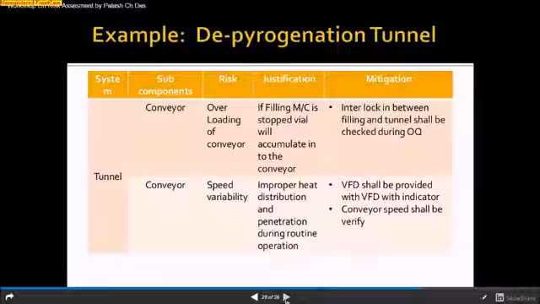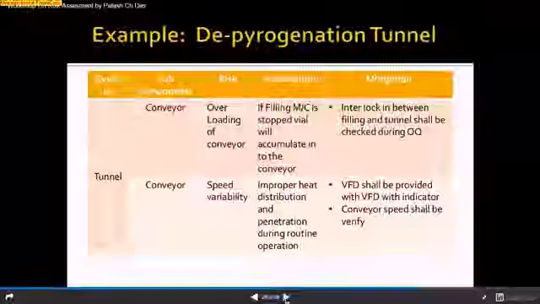Then conveyor speed variability: improper heat distribution and penetration during operation. If there is speed variability, we need a VFD, a variable frequency drive, provided with an indicator. The speed of the conveyor shall be challenged and verified during your qualification, and PMP shall be done.